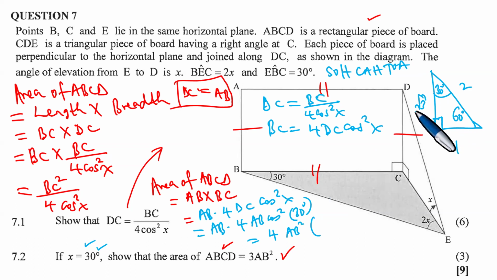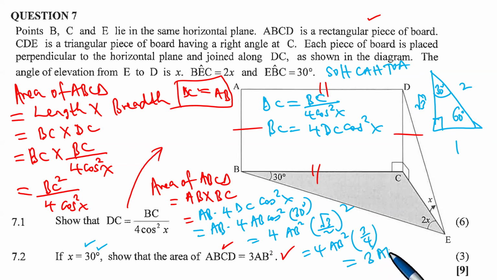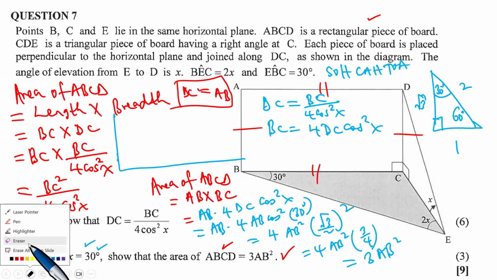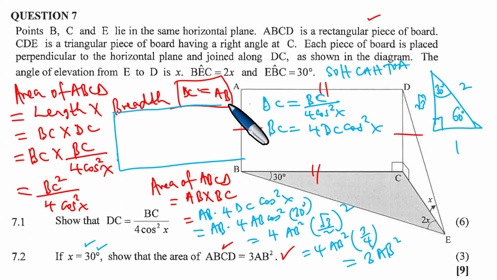The cosine of 30 becomes exactly the adjacent over the hypotenuse: adjacent square root of 3, hypotenuse 2, all squared. 4 times AB squared. If you square this, it becomes 3 over 4. The 4 cancels, giving 3AB squared. Area. We've already got the answer. Now check it out. In other words, we have the area required.